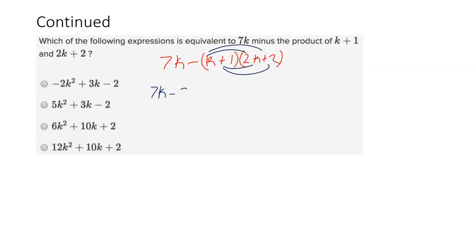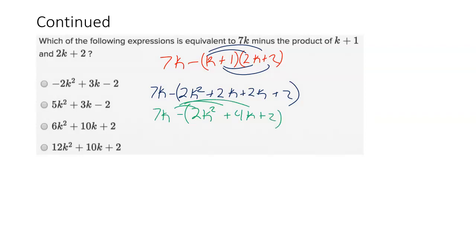So k times 2k is 2k squared. K times 2 is 2k. 1 times 2k is 2k. And 1 times 2 is 2. But that entire thing is being subtracted. So we need to throw it back in parentheses so that we end up with the correct signs. Okay? That's what's going to throw you off again, is paying attention to that structure. So we can combine the like terms and then distribute that negative.